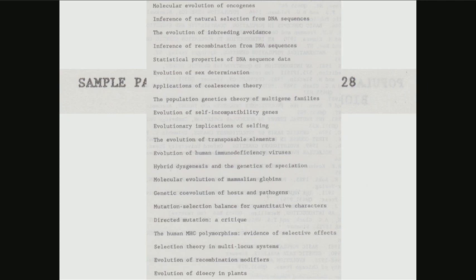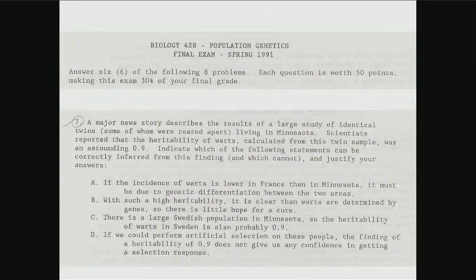So just to end, I'll show you one question from the final exam. And you can think about this over the wine and cheese. A major news story describes the results of a large study of identical twins. It reported that the heritability of warts collected from twin samples was an astounding 0.9. And so if you want to consider heritability of warts more, maybe Andy can fill you in on the details of that. So, okay, without further ado.